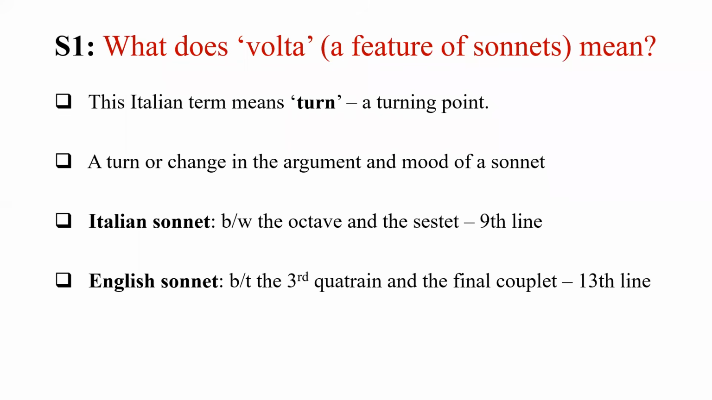There, trope means turn in meaning. Here, trope in sonnet means turn or change in the argument or mood of a sonnet. It happens, for instance, in the Italian or Petrarchan sonnet, you have octave, sestet, octave 8, sestet 6. It happens at the 9th line. There is a change in the argument. Then you have the English sonnet or Shakespearean sonnet. It happens at the 13th line, after the 3 quatrains, the beginning of the couplet.